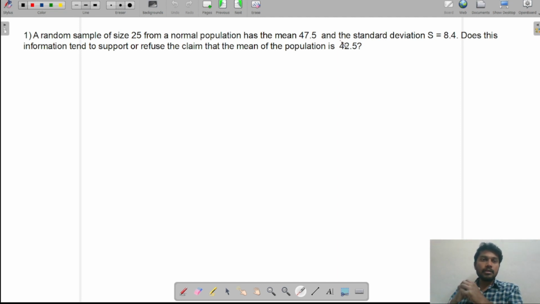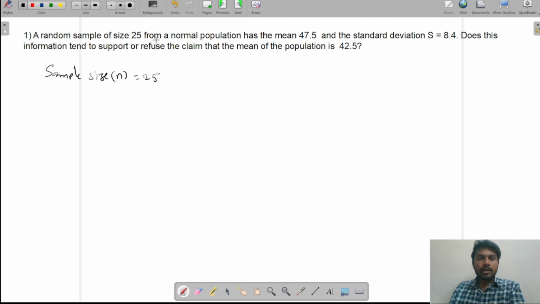Is it clear, everyone? Right. So now observe what values are given in the question. A random sample of size 25. So can I say the sample size n equal to 25?